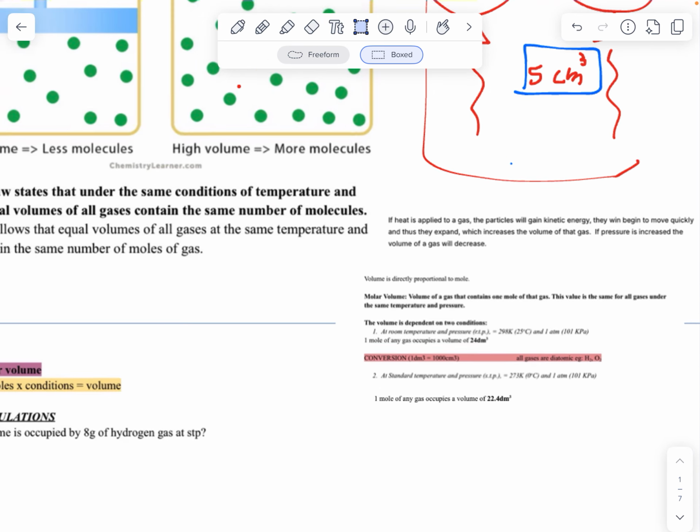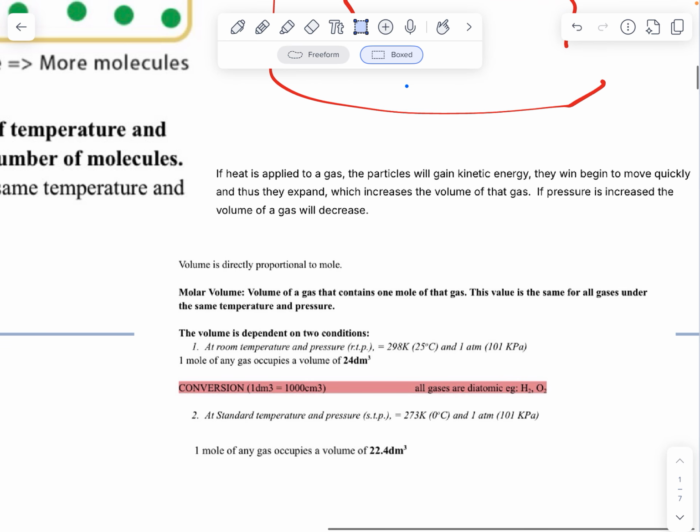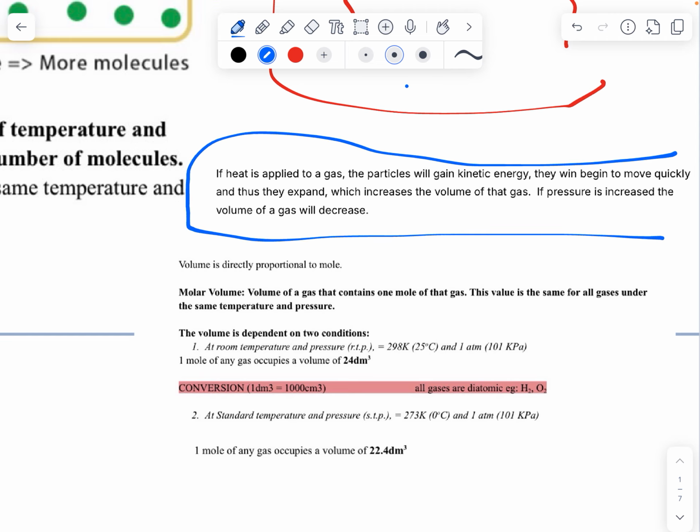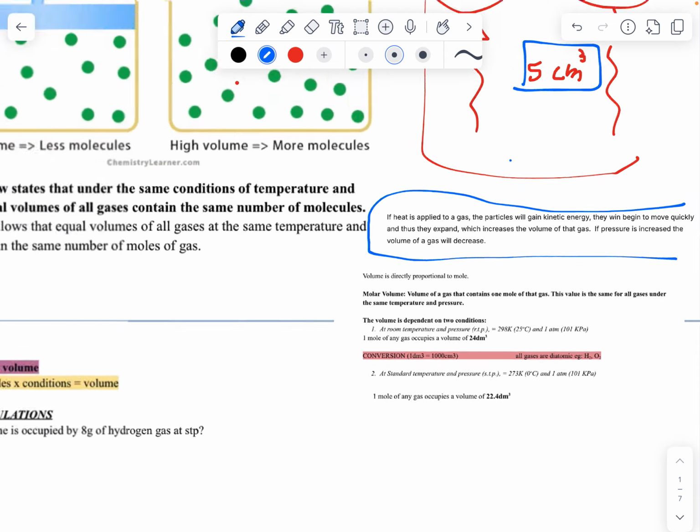All right, so we have that little note right there. If heat is applied to a gas, the particles will gain kinetic energy. They will begin to move quickly, and thus they expand, which increases the volume of that gas. If pressure is increased, the volume of a gas will decrease. This is just a little bit of physics and chemistry combined, and how pressure relates to volume. But we won't be looking in detail at this type of calculation. We're going to go into the mole concept and how it relates to gases.